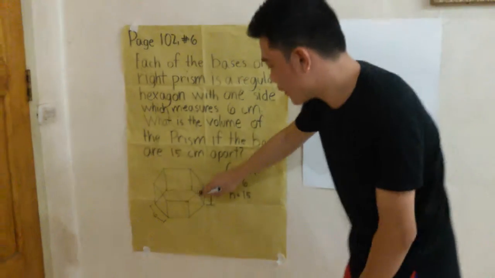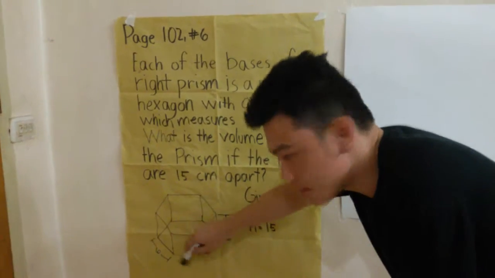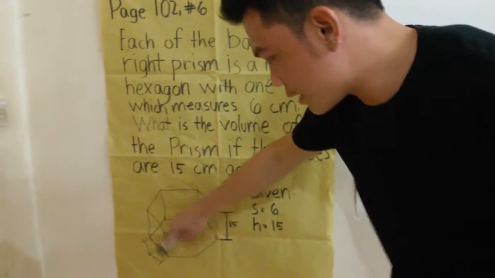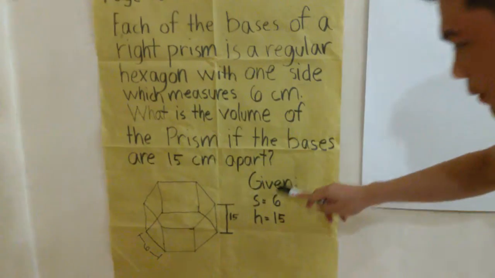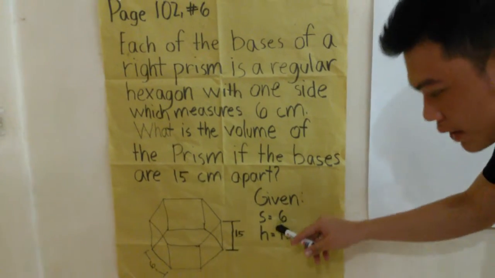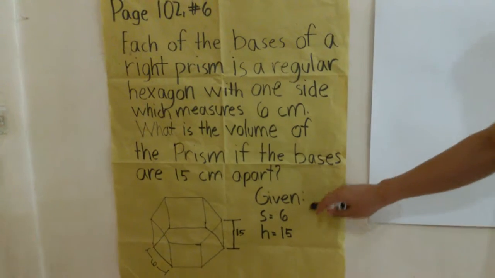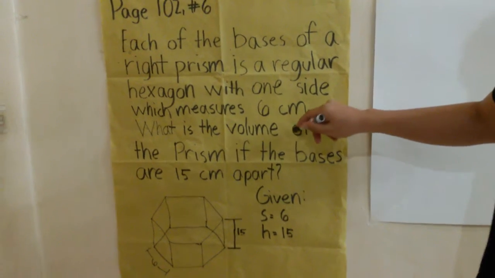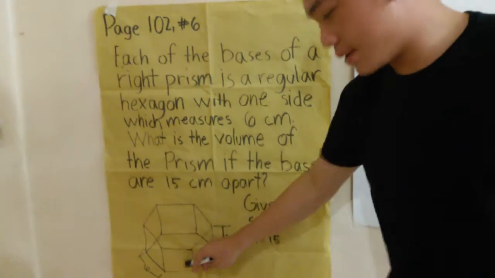So this is the hexagon, this is the prism. So the side is 6. Since it is a regular hexagon, the sides are all equal, so 6, 6, 6, 6. So the given is our side 6 and the height of the prism, which is 15. In order to get the volume of the prism, we need to find the area of the base.